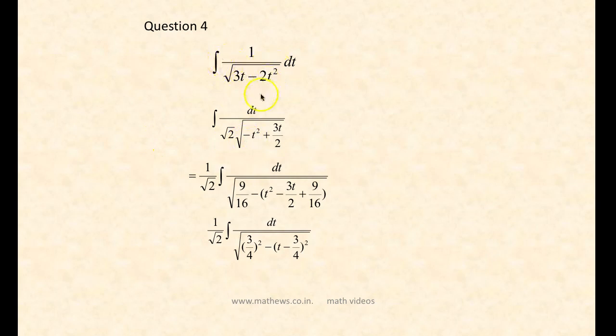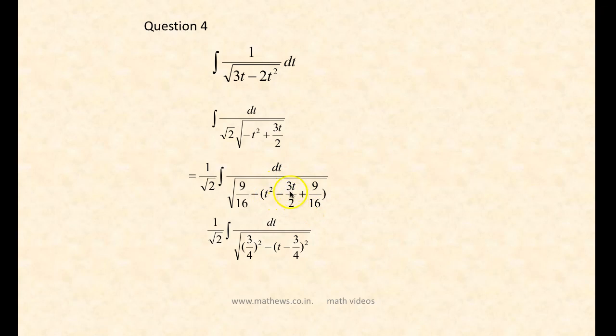Next question, integral 1 by root 3t minus 2t squared dt. Now in all these formulae, the coefficient of x squared or t squared has to be 1. So we take out 2. So when out of the root, when I take out 2, you get root 2. So it becomes integral dt by minus t squared plus 3t by 2. If I take out the minus sign, it becomes minus t squared minus 3t by 2.